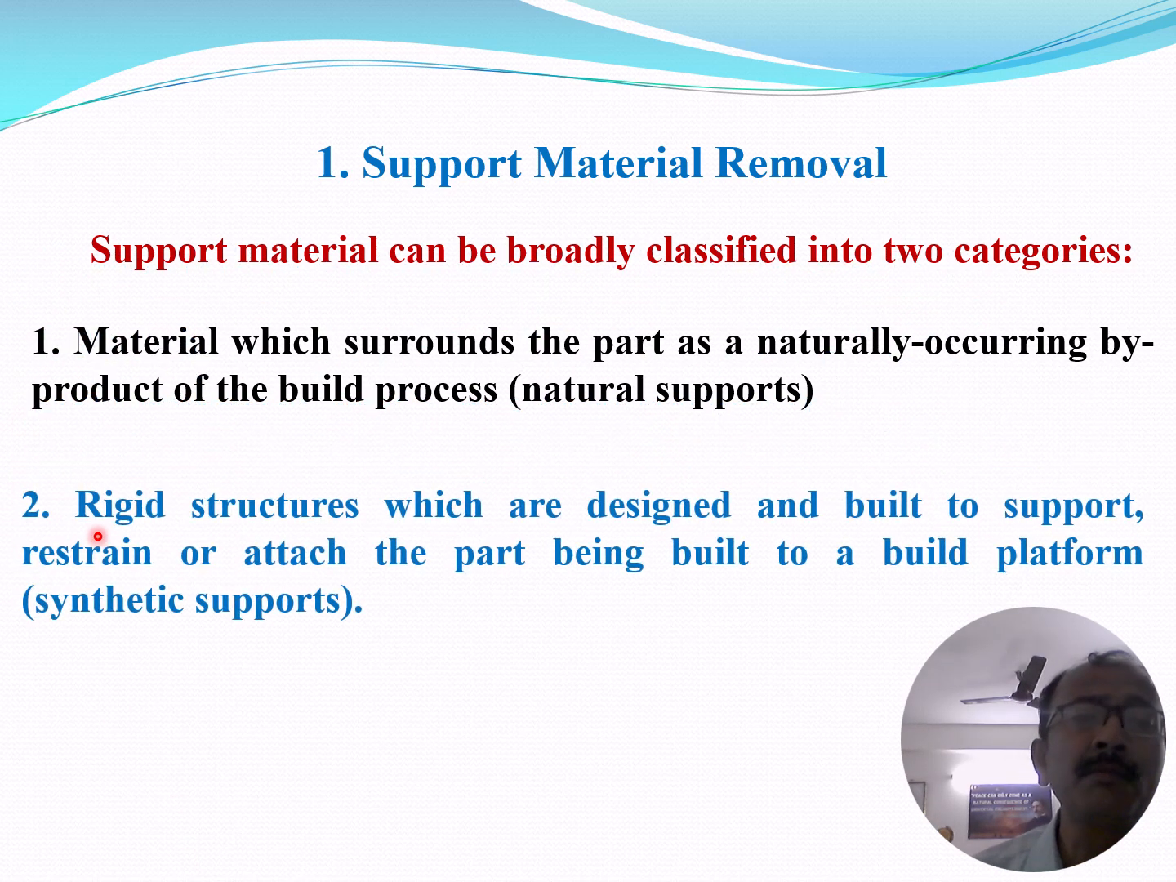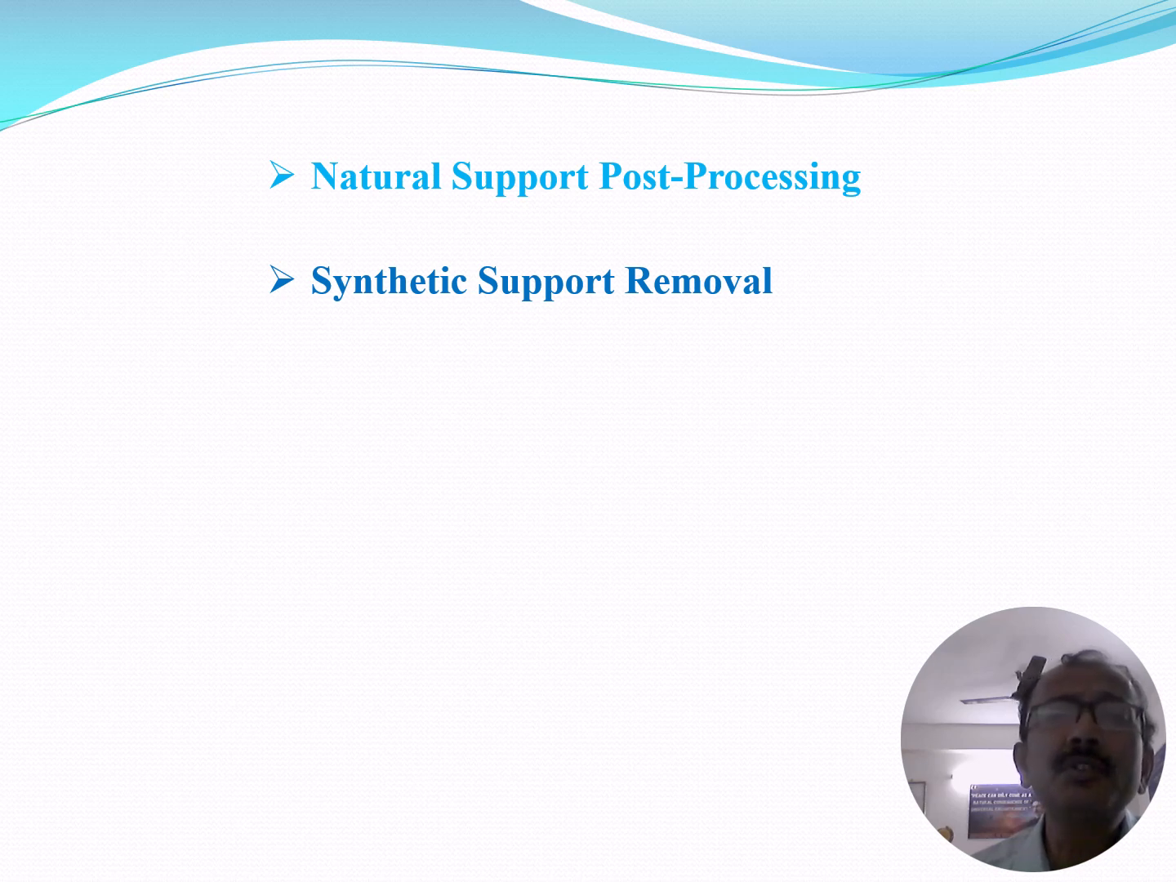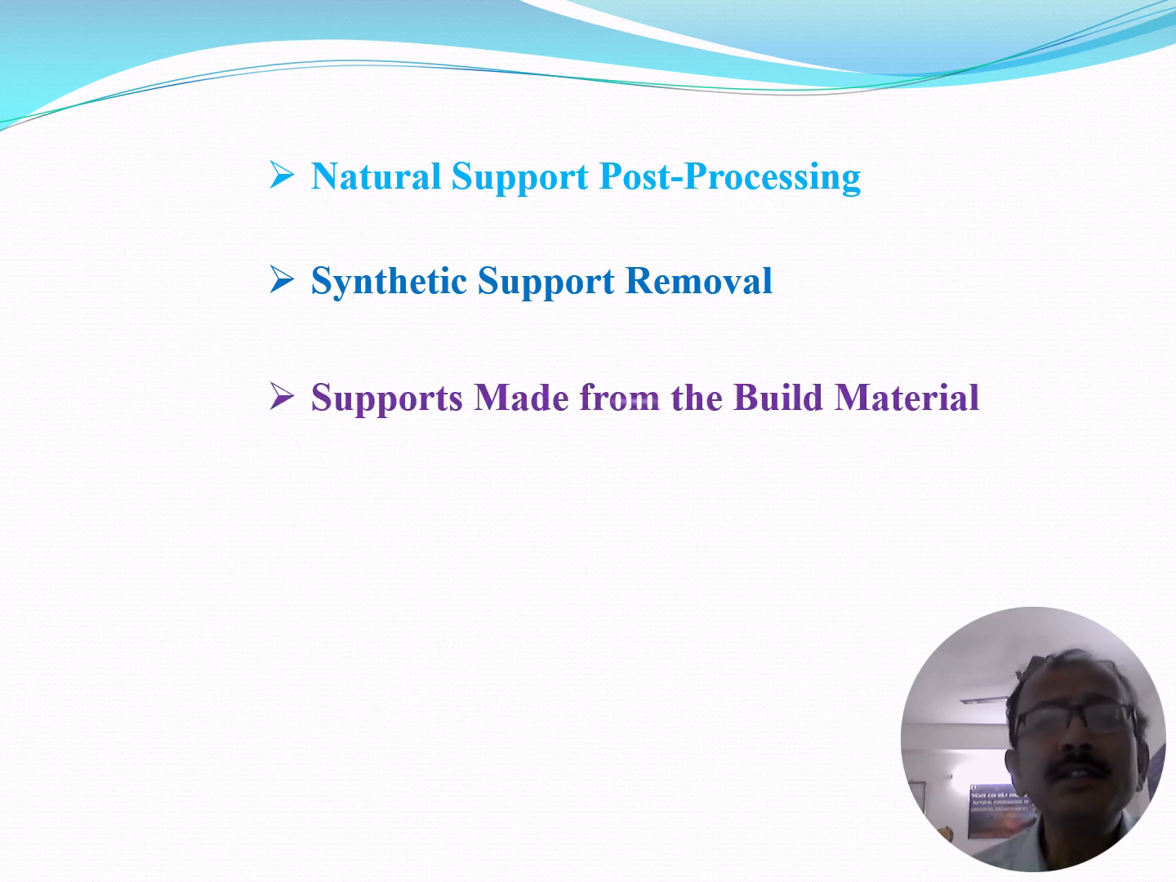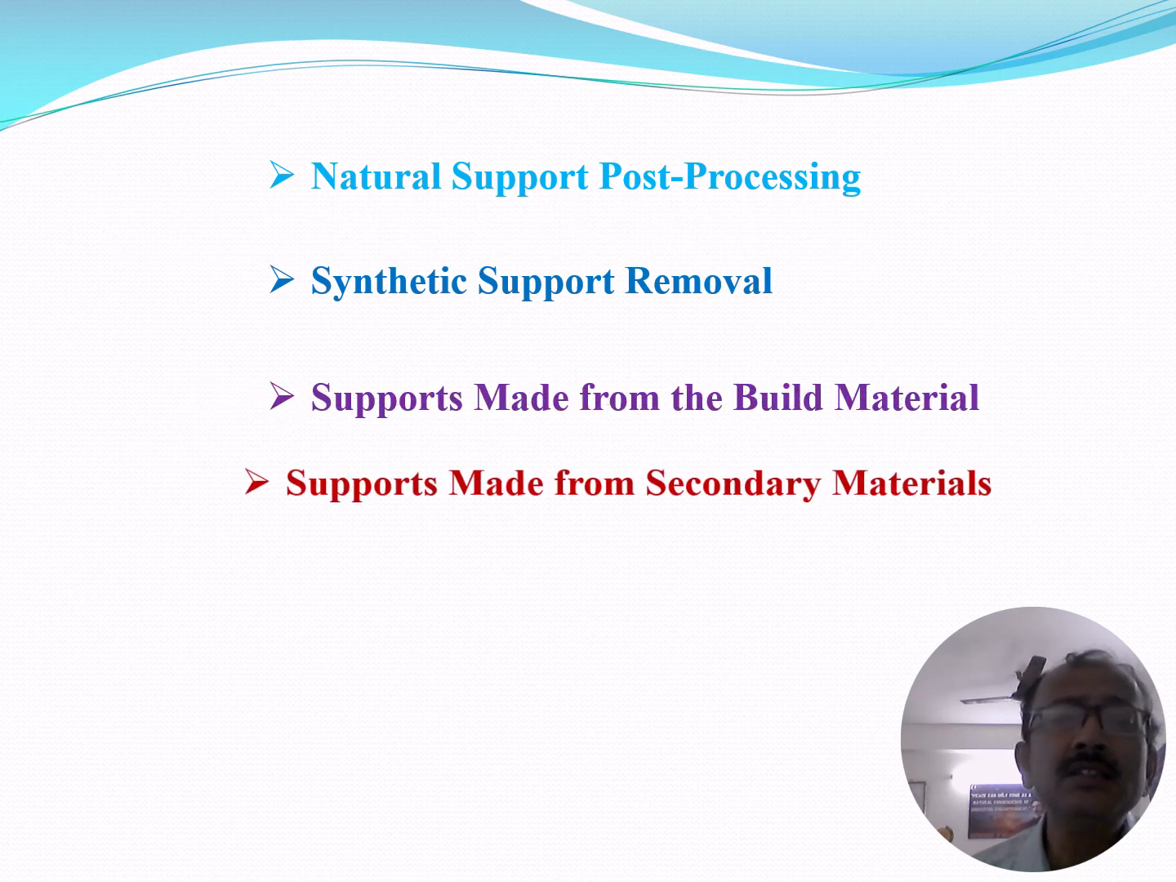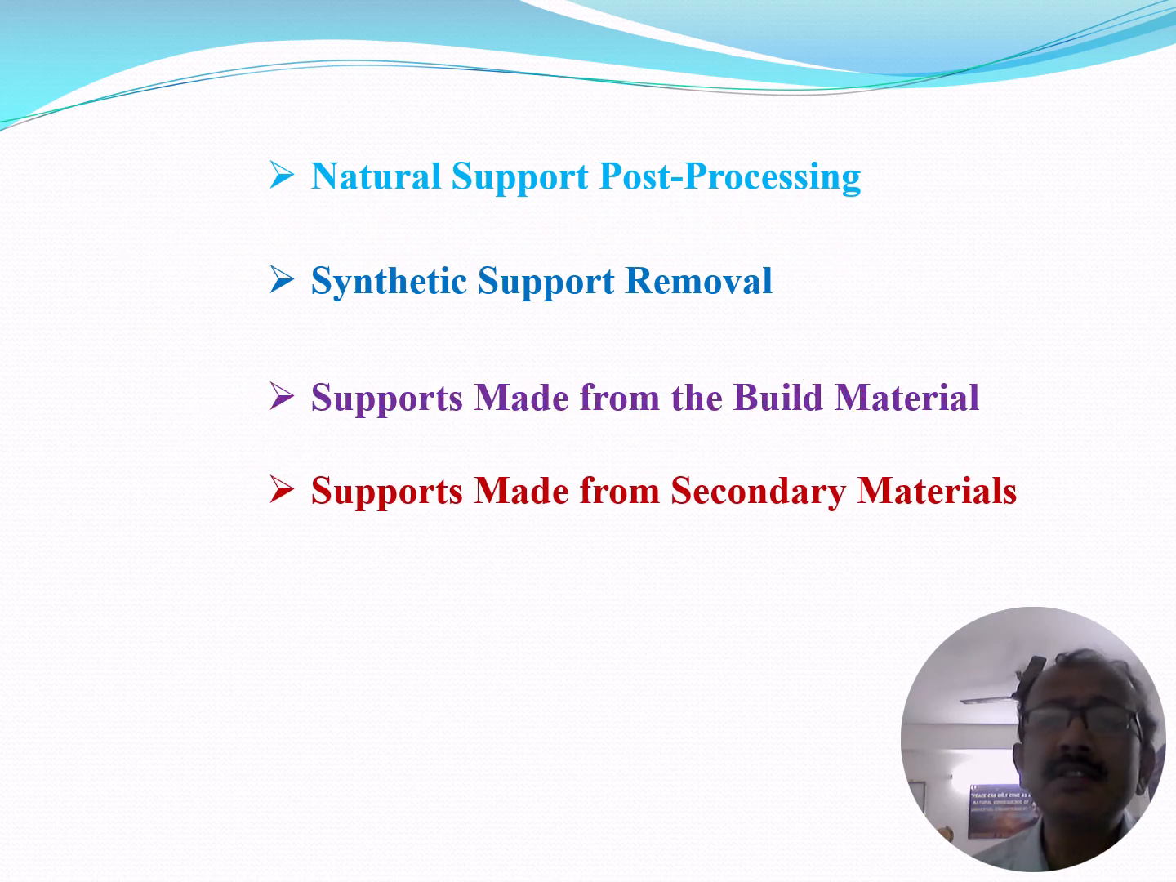So what is synthetic support? Synthetic support is a rigid structure which is designed and built to support, restrain or attach the part being built to a build platform. Now, for post-processing, natural support removal and synthetic support removal: natural support is made from the build material, and synthetic support is made from a secondary material.